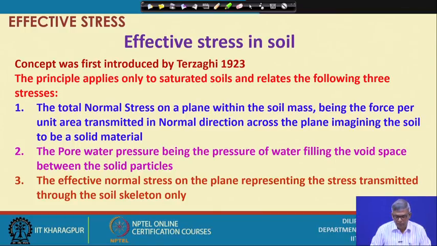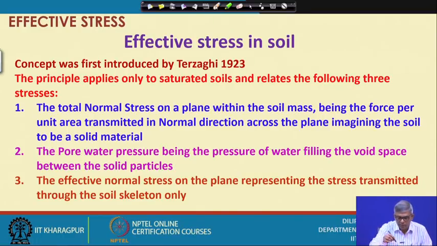And then the second one is the pore water pressure, being the pressure of water filling all the void spaces between the solid particles. I will show in the next slide how the soil particles are together and make the soil mass, and what the voids between the particles are. When saturated, those void spaces will be filled up with water, and based on the water table location, we can find out the pore pressure, the hydrostatic pressure acting in the soil. Generally we use this as sigma.